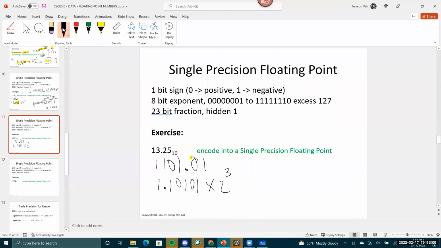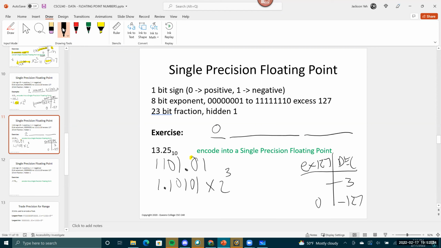Okay, so now let's draw out our bit pattern. So this is positive, and the exponent is, 0 corresponds to negative 127. So we have 3, this would be 130, right? So 130 is 128 plus 2. So this is 128 plus 2, okay? So that would be 130. And now the fraction. So remember, we only want the fraction, not the hidden 1. So this is only 1, 0, 1, 0, 1, 0, dot, dot, dot, 0. All right, and you're done.